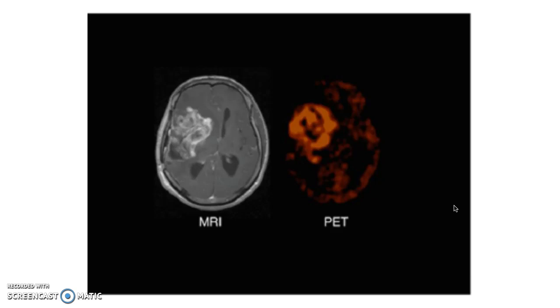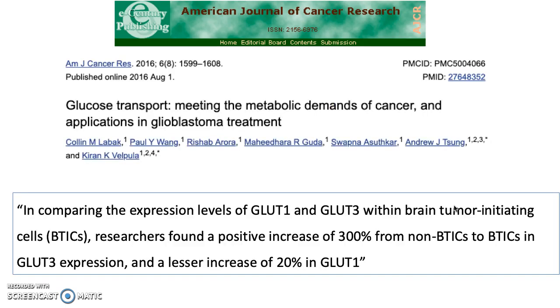One method by which the cancer cells may be able to take up more glucose and more rapidly is by increasing the amount of glucose transporters present, either GLUT1, GLUT3, or both. And this is supported by the paper that I'm showing here, Labak et al., which looked at how the metabolic demands of cancer cells are met, especially in glioblastoma.